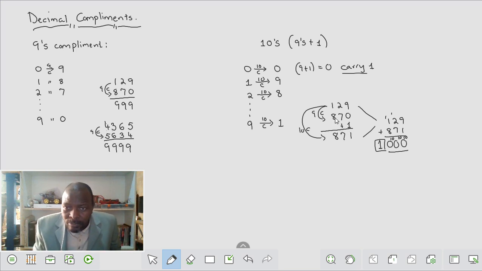This is 9's complement plus 1 to get to 10's complement. Okay. Now, I hope this is clear. Let me do the other example. I will repeat the 4, 3, 6, 5. And we say 9's complement, we already worked it out.